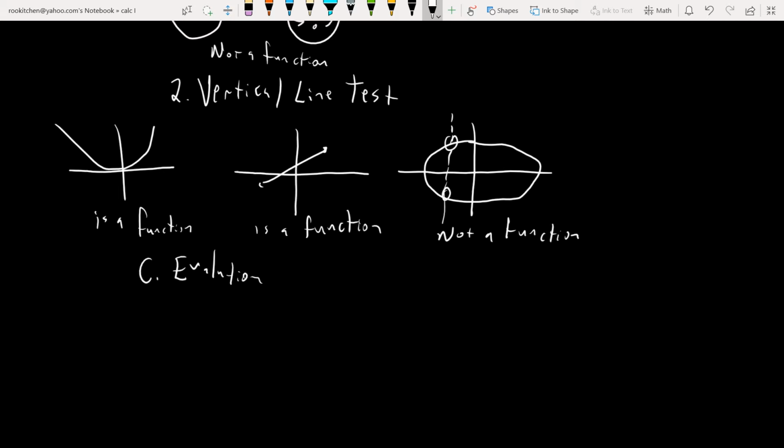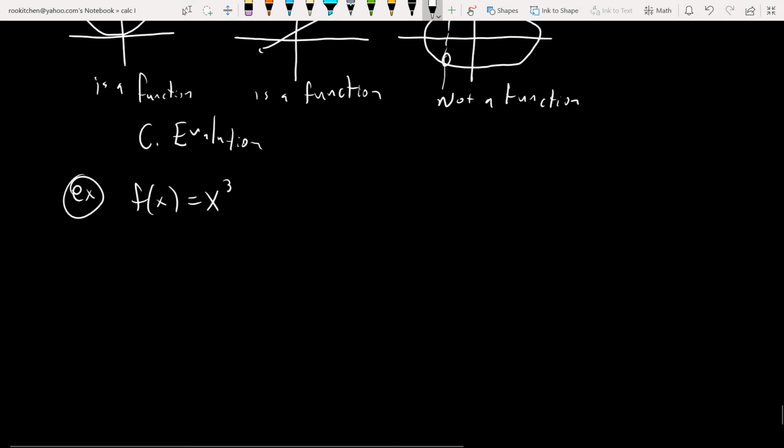So a lot of the algebra in the beginning just comes from evaluating functions in weird ways. As an example, let's say f of x equals x cubed, and we want to evaluate something. Let's try f of 3. You put 3 into there: 3 cubed, 3 times 3 is 9, times 3 is 27.